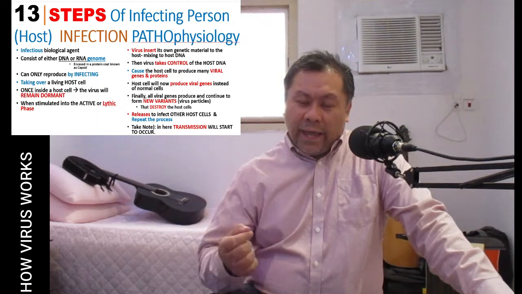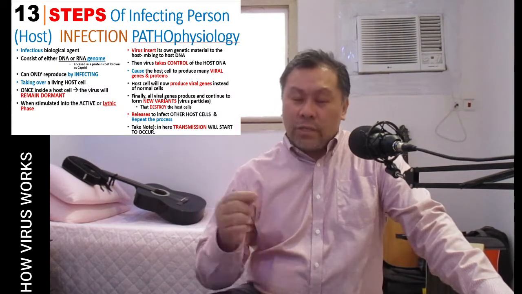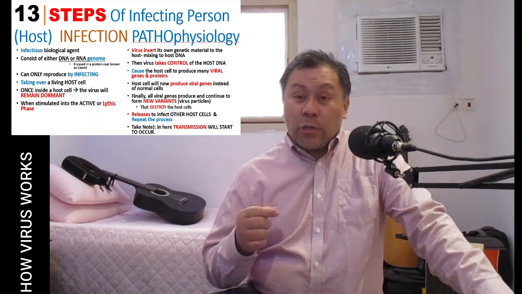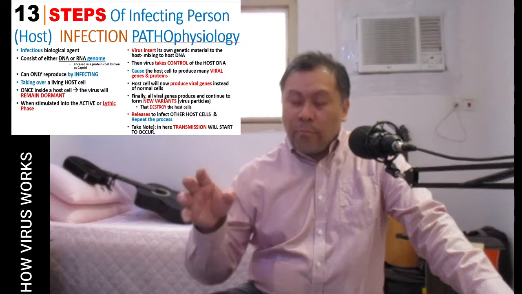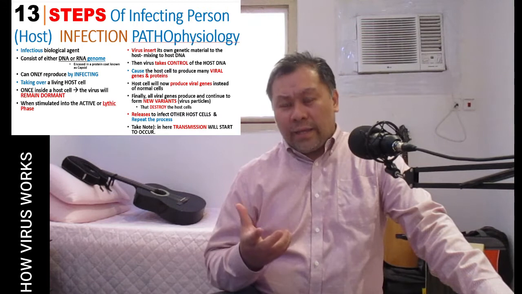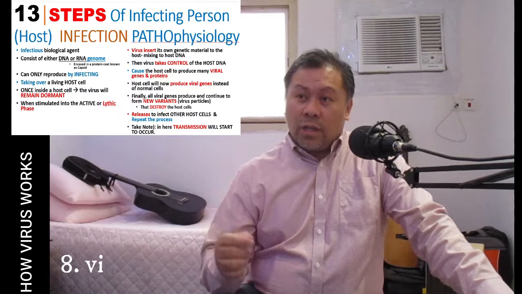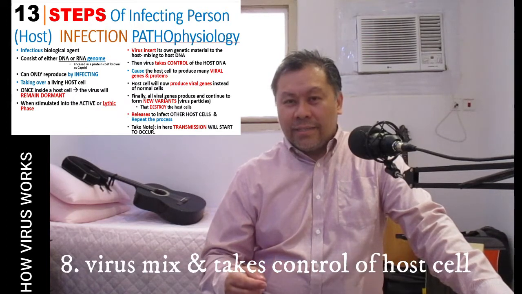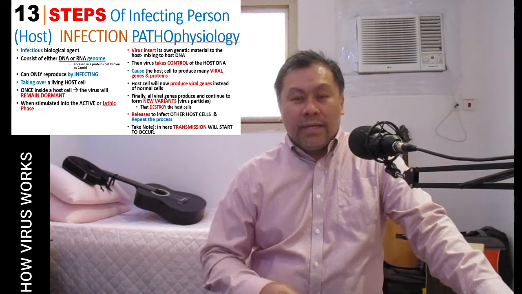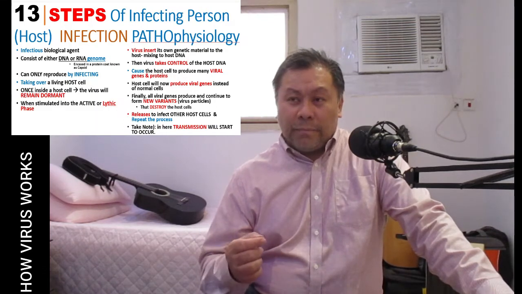So, we have DNA, and then once this infectious biological agent goes inside the host cell, they are going to mix. Now, they are going to combine with the normal cells. Once they are combining with the normal cells, this virus will take control of the host DNA. So they are going to control. Now they are going to invade, then they are going to kill the normal cells of the human body.